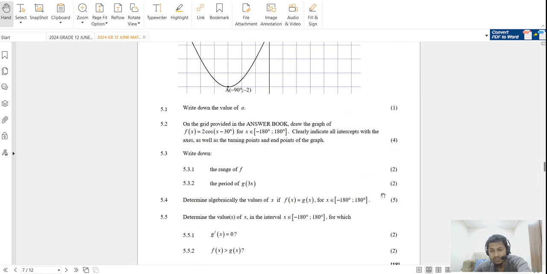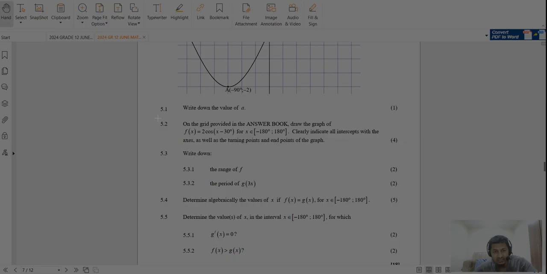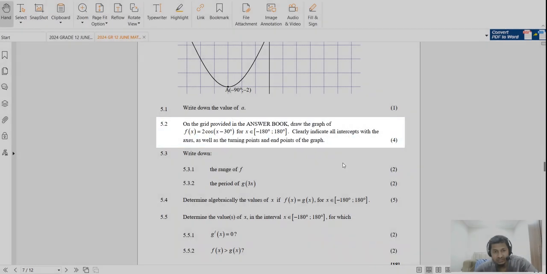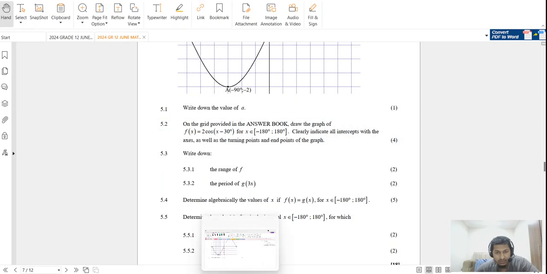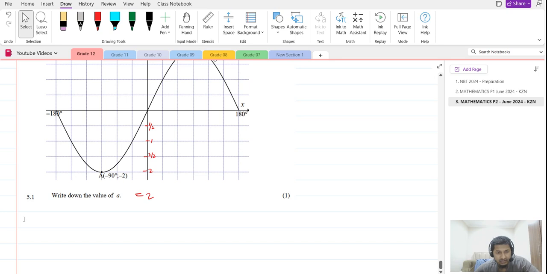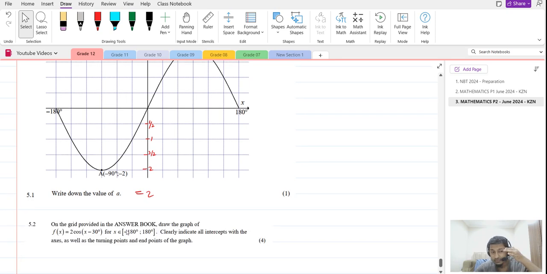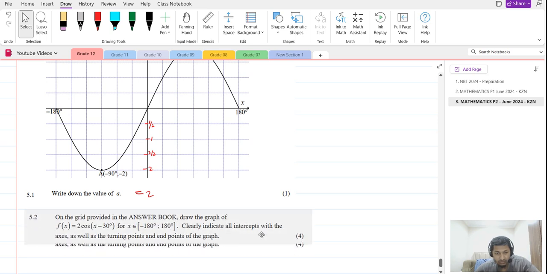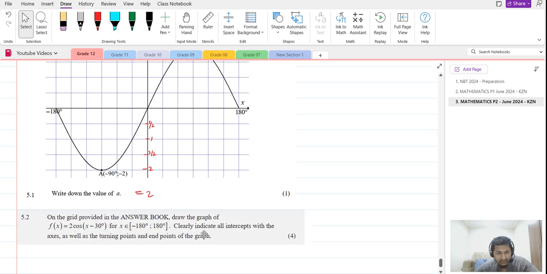We need to sketch this graph in the same answer sheet here. So what do we have? On the grid provided in the answer booklet, draw the graph of 2 cos(x - 30) for -180 to 180. Clearly indicate all asymptotes with the axes as well as the turning points and the endpoints of the graph.